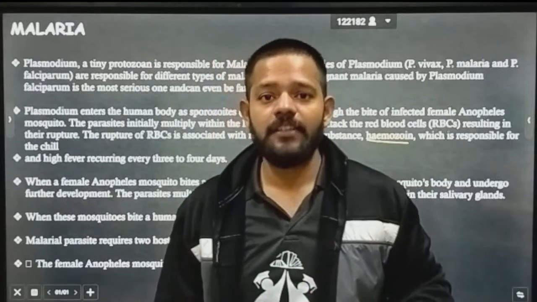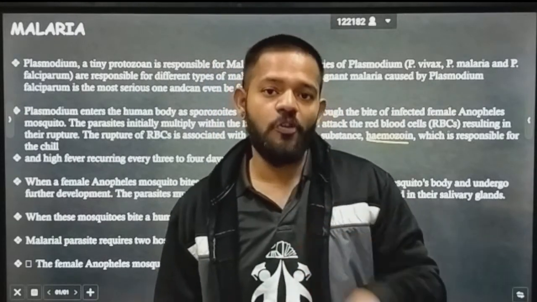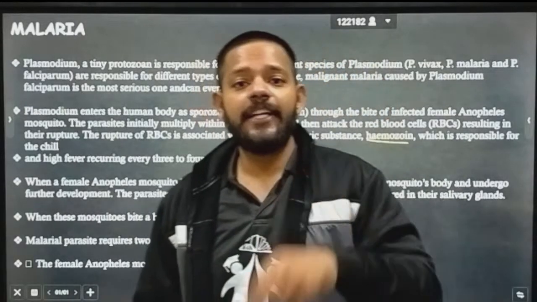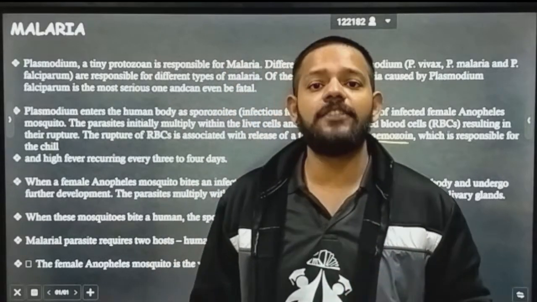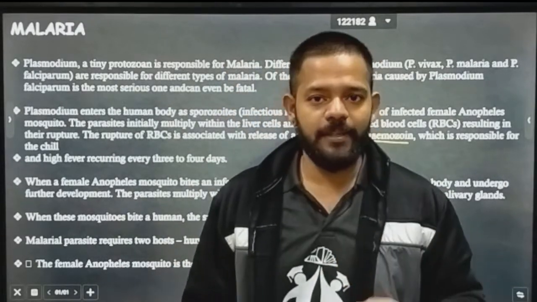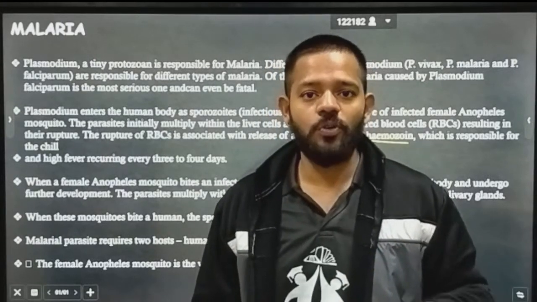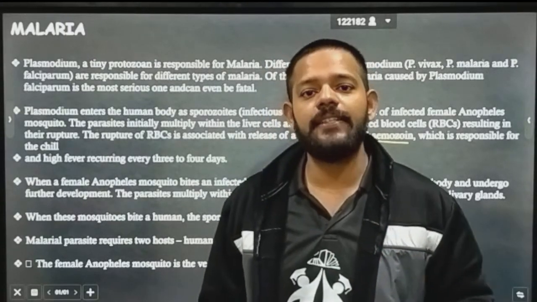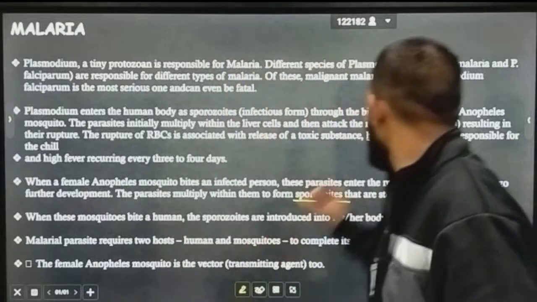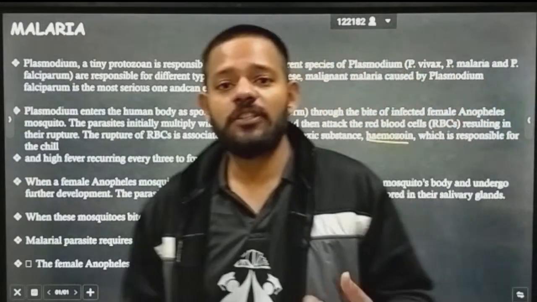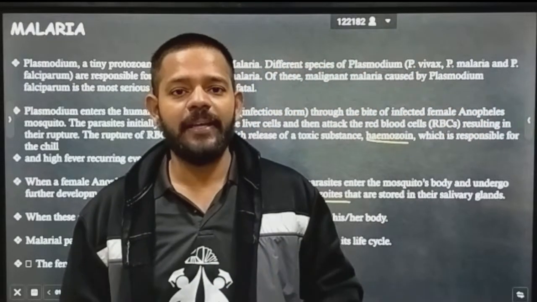Now it has two fates. One, it will form more merozoites, or it will start gametogenesis, forming female and male gametes. The merozoites which develop further enter RBCs again, feed on the RBCs, and release the toxin hemozoin, which causes chill and fever in malaria.